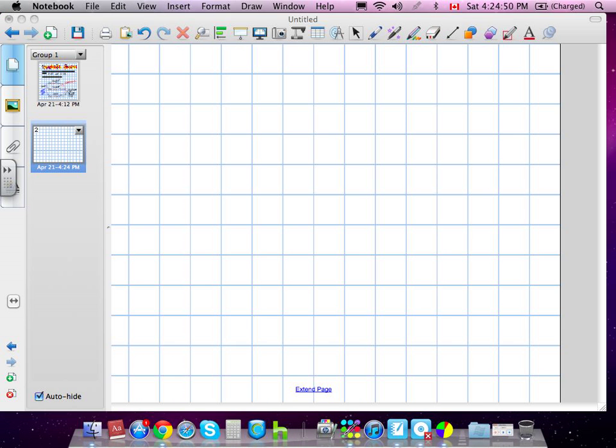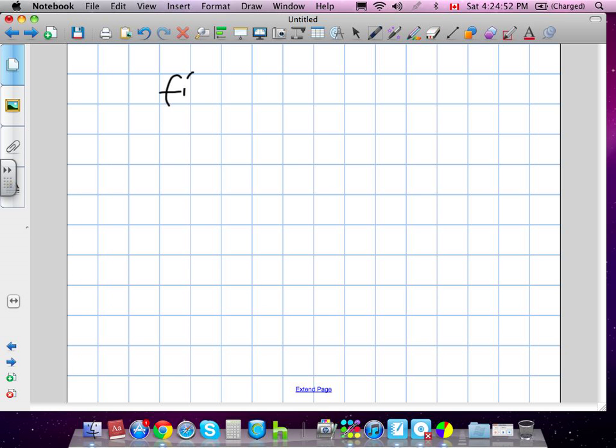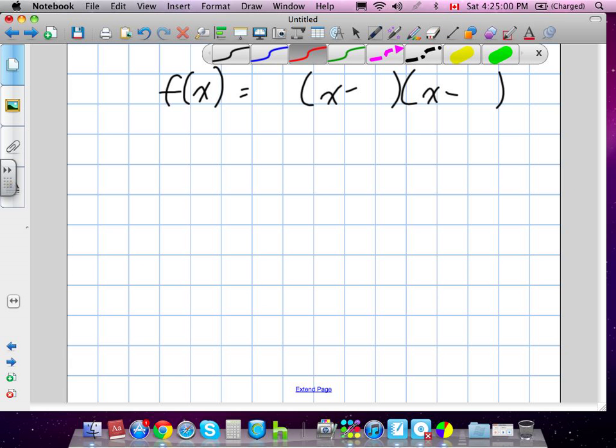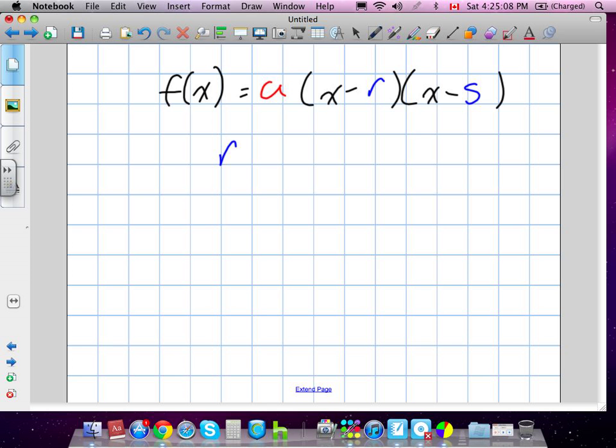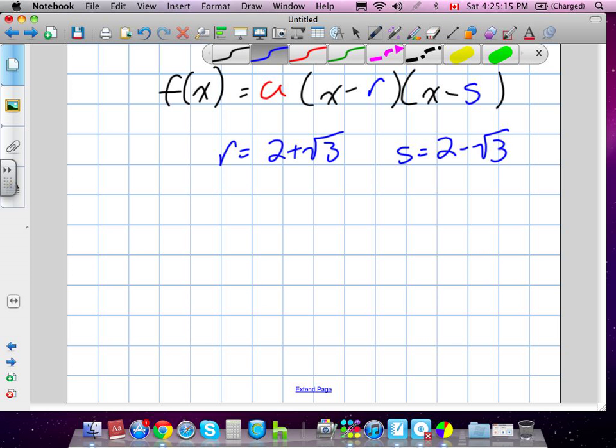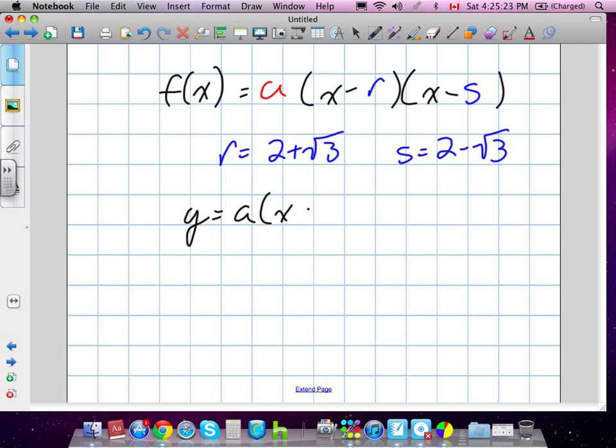So, like we said, we got our factored form here. And the reason, again, we're using factored form is because they've given us roots, which are our x-intercepts. These are the points where it's going to cross the x-axis. So we have an a, an s, and an r. S and r are standing for the two roots they've given us. The values for the roots are, one of them is 2 plus root 3, and the other one is 2 minus root 3. So we're going to plug those into the factored form. We're also going to replace f of x with our y, essentially. Okay, y is equal to a times x minus (2 plus root 3) times x.